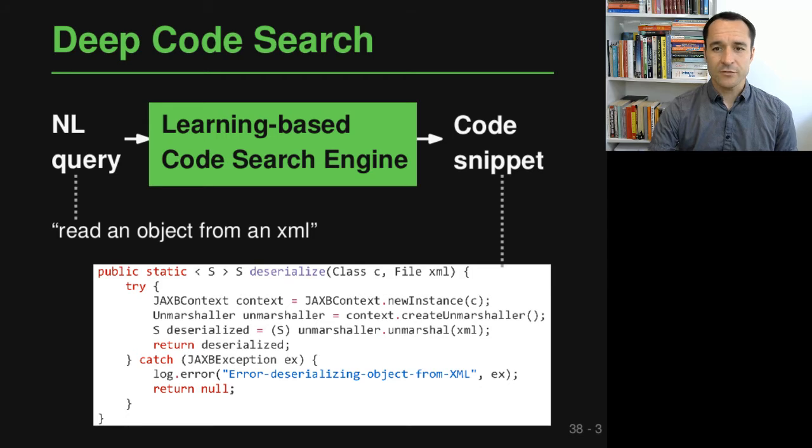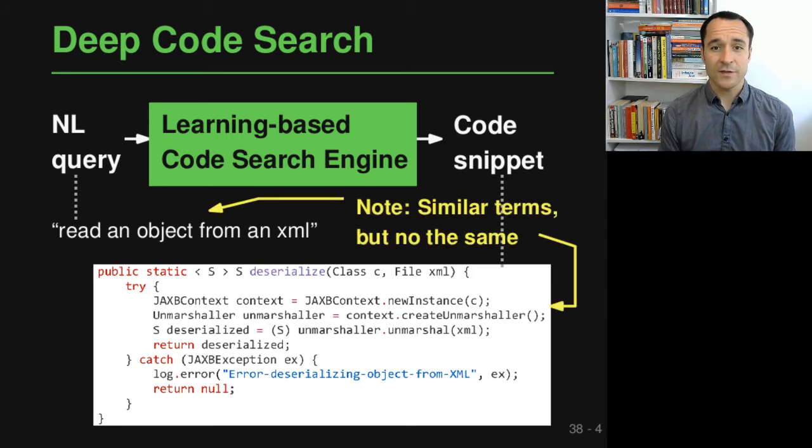Now, what is interesting here is that even though this code actually matches the natural language query, there are not many words or terms or tokens that are the same among the query and the code snippet. So there are terms that are similar. So marshalling or unmarshalling, for example, means to read something from a file, but it's not the same word as read.